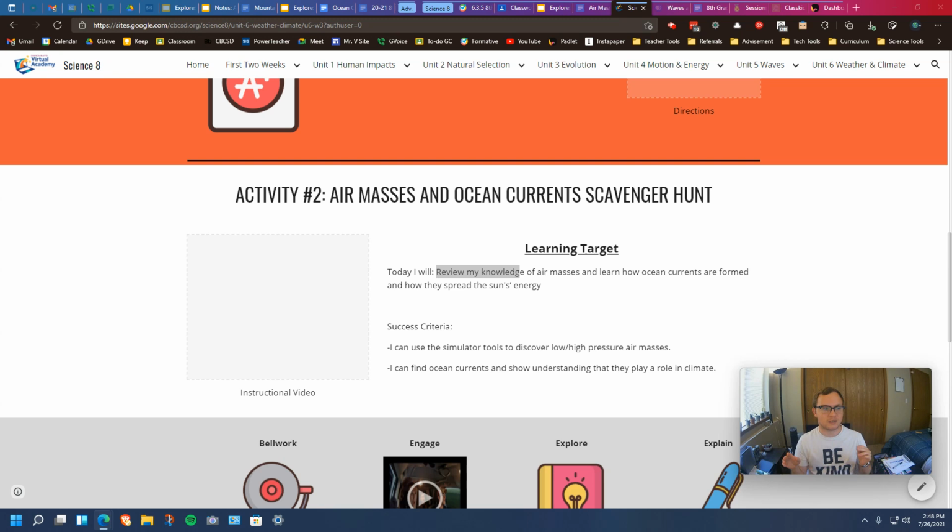The two goals of this is that you can use this really cool simulator that we're going to be using. There are tools to try and find these areas of high and low pressure, and then that you can find some ocean currents and show some understanding in how that plays a role in climate.